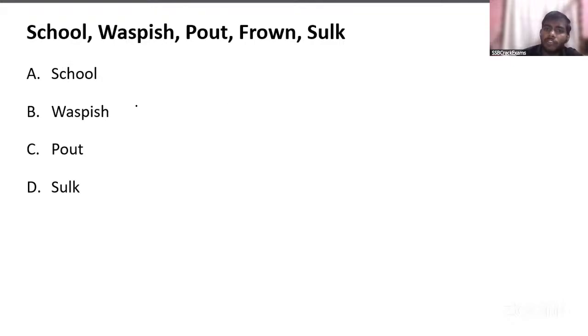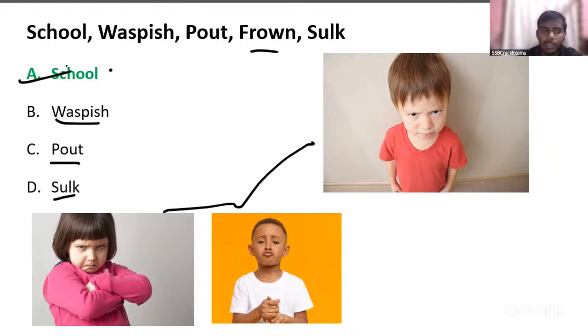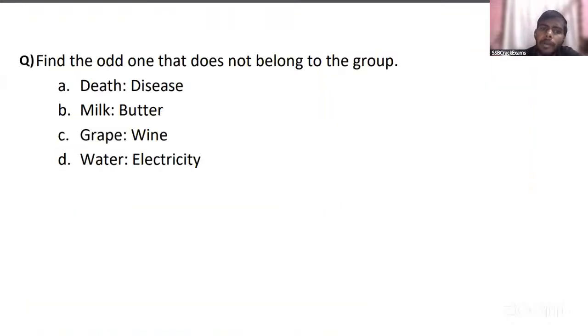School, was, space, frown, self. You are seeing all the words are similar, but school is totally different. Was, space, self, or are similar, you can see, but school is totally different. Frown is also similar. So school will be the answer. If we are suffering from disease, we may face death. Butter is made from milk, something different. Wine is made from grapes. Electricity is made from water. So this is the answer.